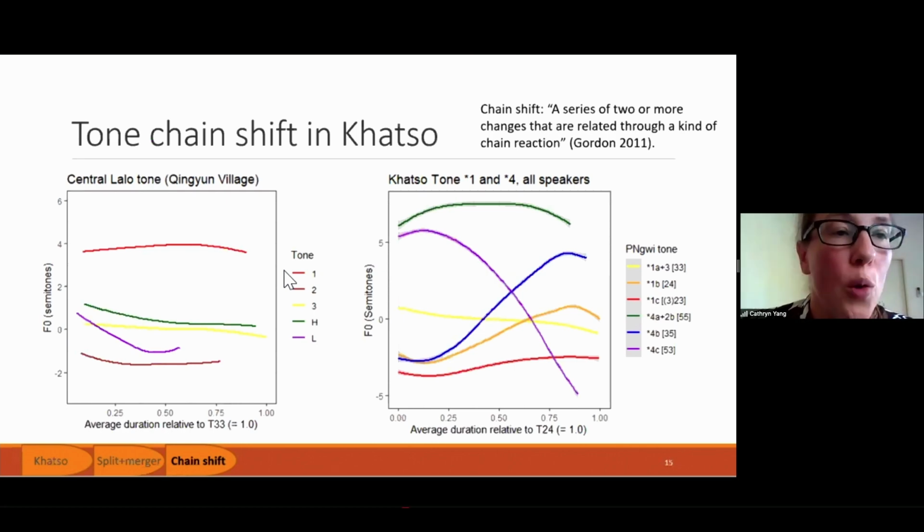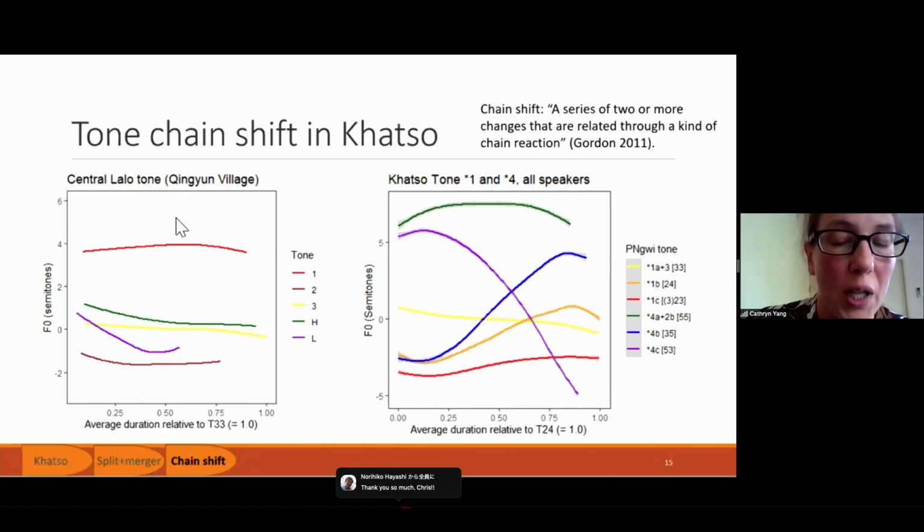So we're going to argue that a tone chain shift has occurred in Khatso. A chain shift is a series of two or more changes that are related through a kind of chain reaction. To illustrate Khatso's tone chain shift, we compare it with the Central Lalo tone system. Central Lalo is another Ngwi language, and I'm using it here as a proxy for Proto-Ngwi tone, since it retains the Proto-Ngwi tone system with tone 1 in red as high, tone 2 in brown as low, tone 3 in yellow as mid, tone 4A or H in green as mid with tense phonation, and tone L, or you could call it tone 4BC, as low falling or mid falling with tense phonation.